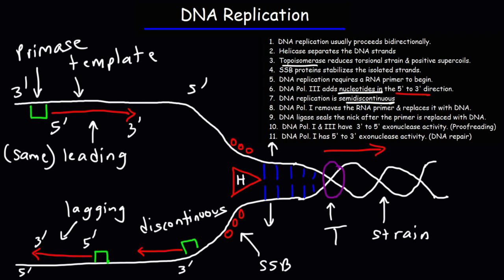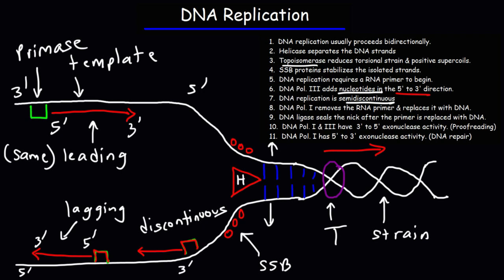Now, DNA polymerase I removes the RNA primer and replaces it with DNA. So after replication, when it's almost finished, this RNA primer gets removed. And so I'm going to replace that with a red color. So it's been replaced by DNA polymerase I. DNA polymerase I replaces the RNA primer with DNA material.